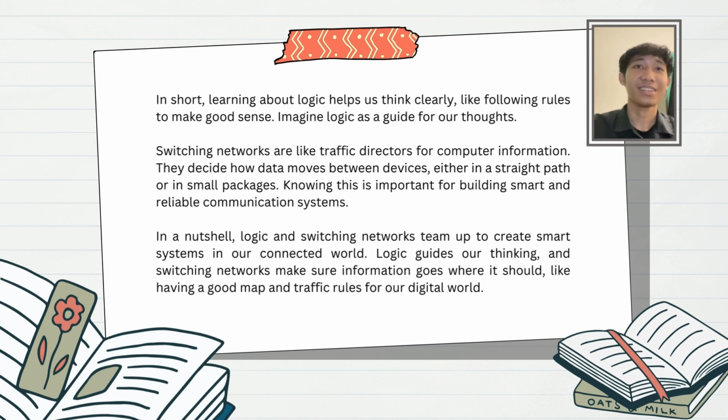In a nutshell, logic and switching networks team up to create smart systems in our connected world. Logic guides our thinking, and switching networks make sure information goes where it should, like having a good map and traffic rules for our digital world.